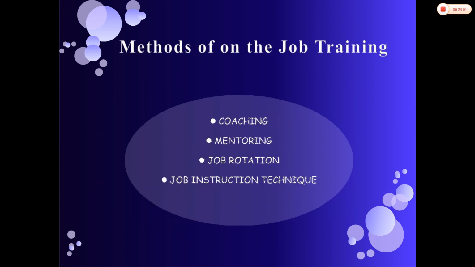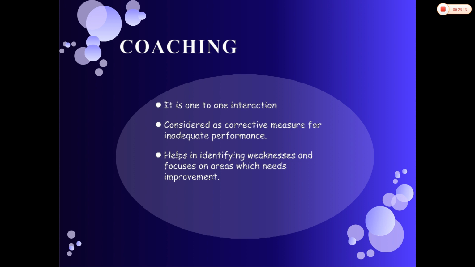What are the methods of on the job training? The methods are coaching, mentoring, job rotation, and job instruction technique. Now first we'll move to coaching. Coaching is very simple. Even a cricketer has to get a coach. PV Sindhu is getting coaching. Coaching means continuously monitoring you and telling you how to perform, how to kick a shot, how to do a thing. It is one-to-one interaction, considered a corrective measure for inadequate performance, and helps in identifying weaknesses.